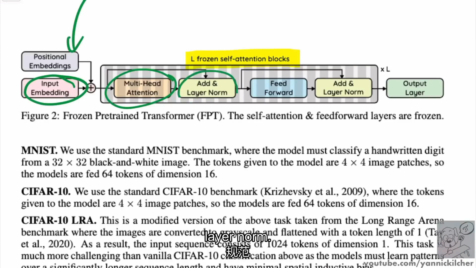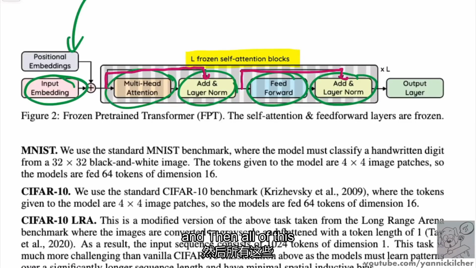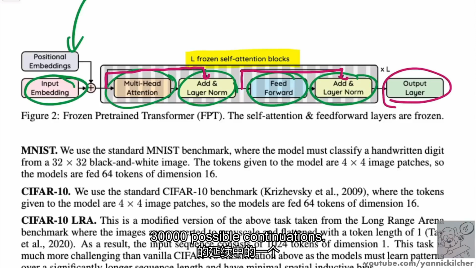This is followed by layer norm. This is followed by an element-wise feed-forward layer, and it is again followed by a layer norm. You also have the residual connections, as you can see right here. And then all of this is followed by an output layer. The output layer is very task specific. In language modeling, it's obviously classifying into the vocabulary, so into one of whatever the 30,000 possible continuations. In computer vision, it might be classifying into the classes of the data set. For example, in ImageNet, you'd have 1,000 classes or 21,000, depending on which version you use.